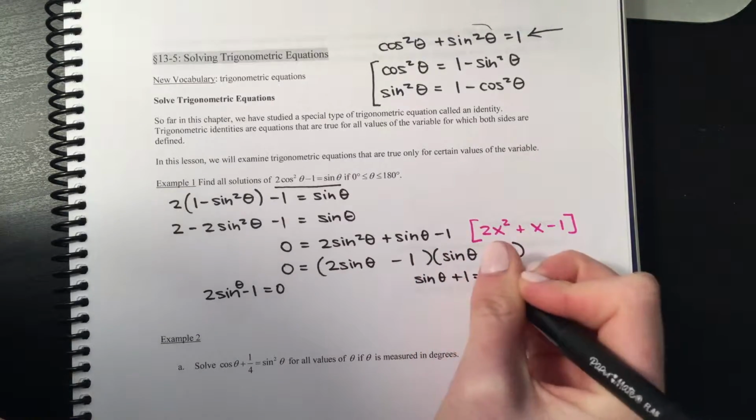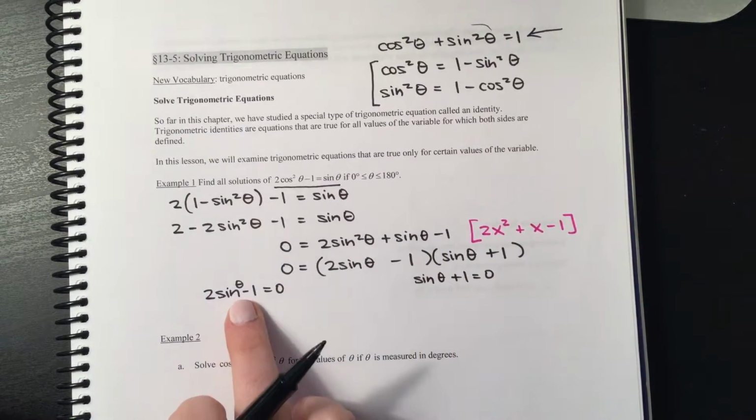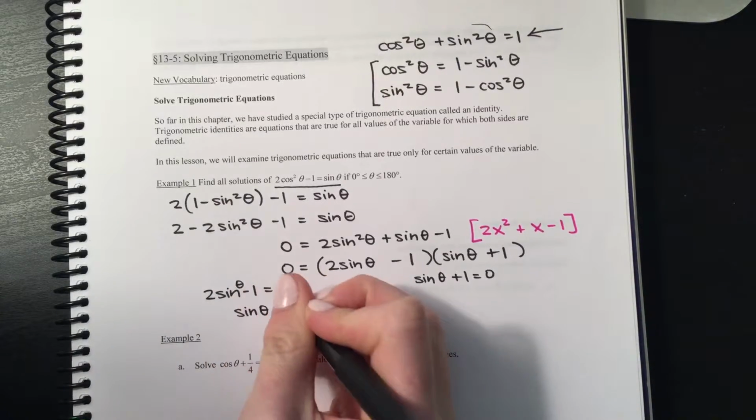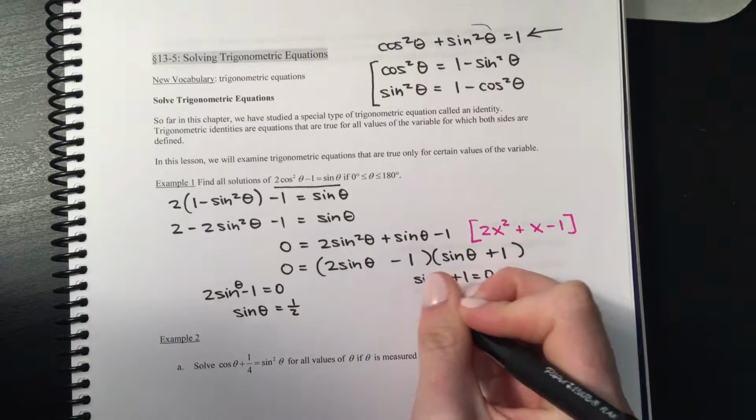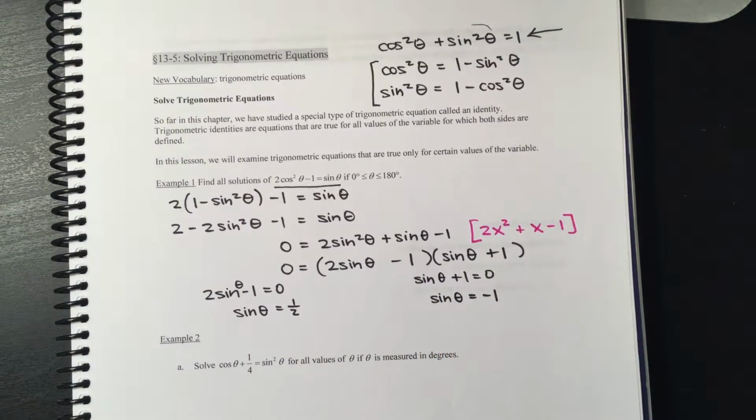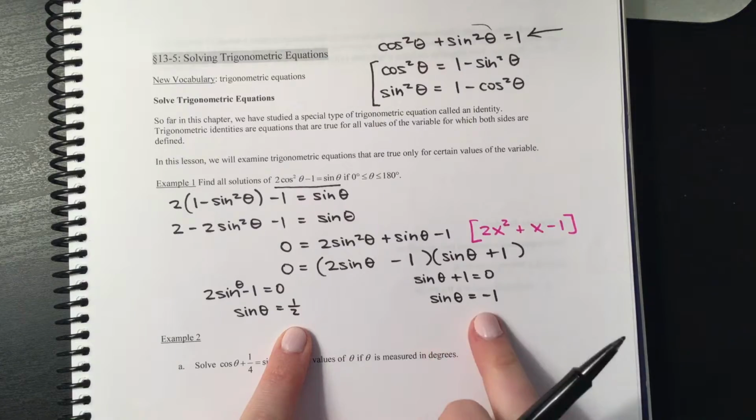So I'm taking both of these and setting them equal to 0. Here I'm going to add 1 and divide by 2, and I end up with sine of theta equals 1/2. And then here, subtract 1, I end up with sine of theta equals 1. So I'm trying to solve for theta. This is sort of like the inverse stuff that we did. We want to know what angles have a sine of 1/2. We also want to know what angles have a sine of negative 1.